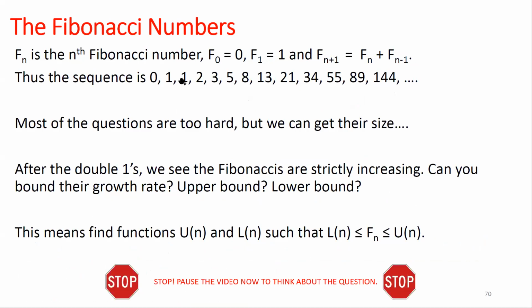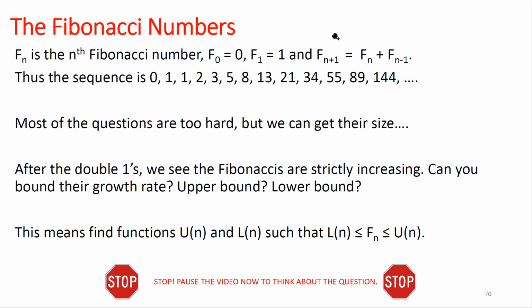After the double ones, we see that the Fibonacci numbers are strictly increasing. And the question is, can we bound their growth rate? Can we get an upper bound and a lower bound? We always like to give things good names. Why do you think we call this U of n? Upper and lower. And so we want to find two functions of n such that L of n is less than or equal to f of n, which is less than or equal to U of n.